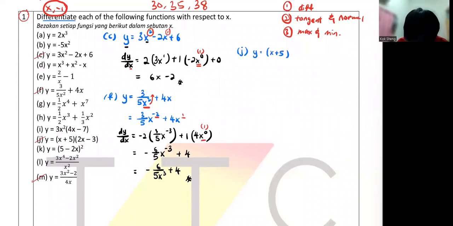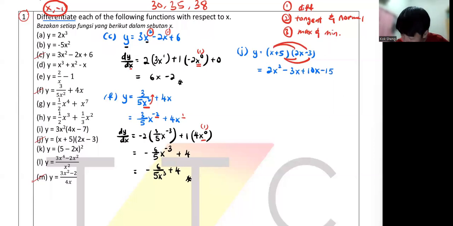J: bracket x plus 5 and bracket 2x minus 3. So for the next one, J, this bracket, expand first. Open the bracket first, then only we start to differentiate. Okay, expand the bracket. If not mistaken, you get this answer. By the way, correct me if I'm wrong, because I'm scared that I got the wrong answer.